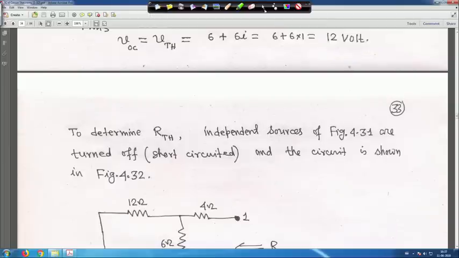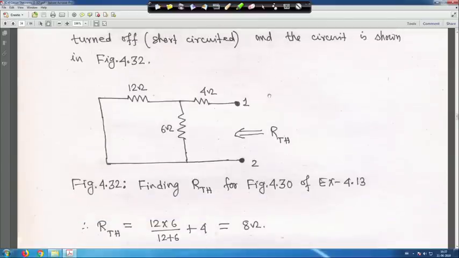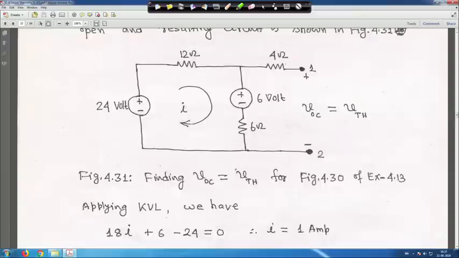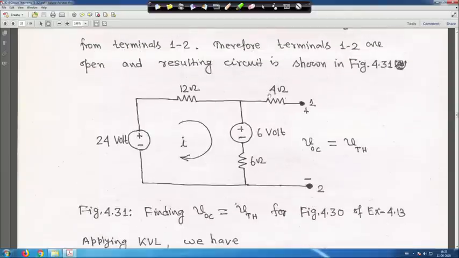For R Thevenin, the voltage source is short circuited, right. If the voltage source is short circuited for R Thevenin, that means this source is short circuited, this is short circuited and this is short circuited. That means this 12 ohm and 6 ohm are in parallel, with that this 4 ohm is in series, that will be your R Thevenin.